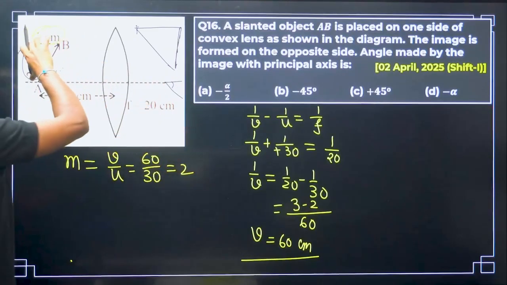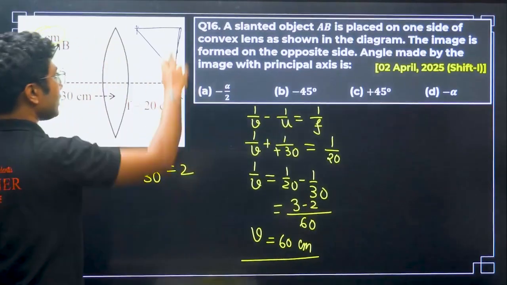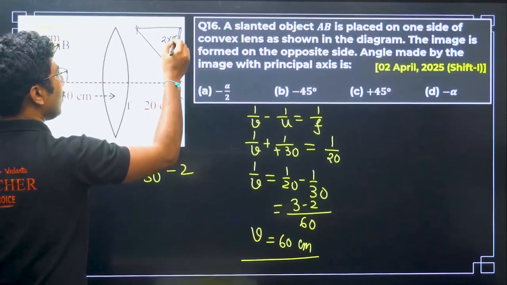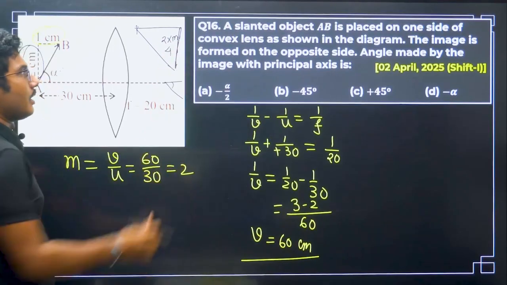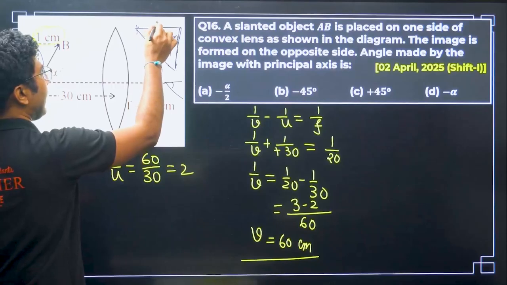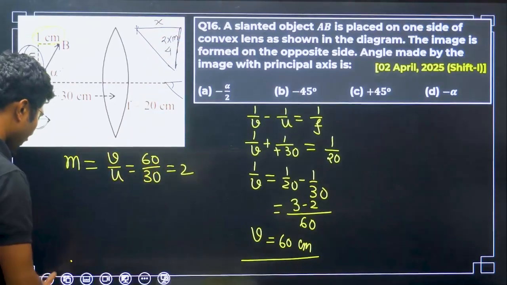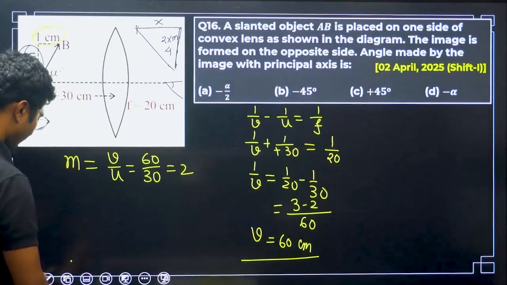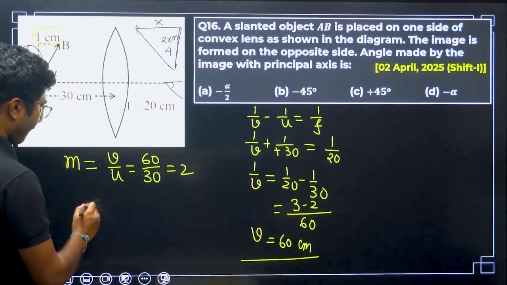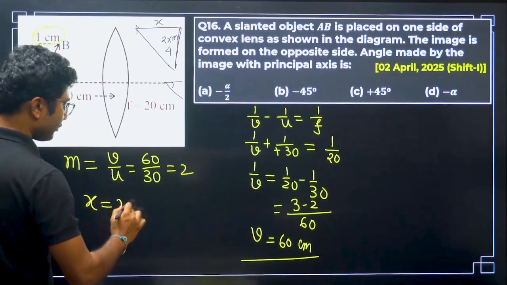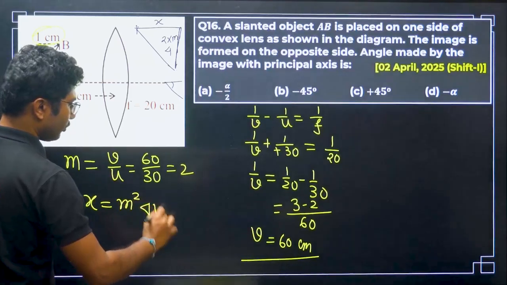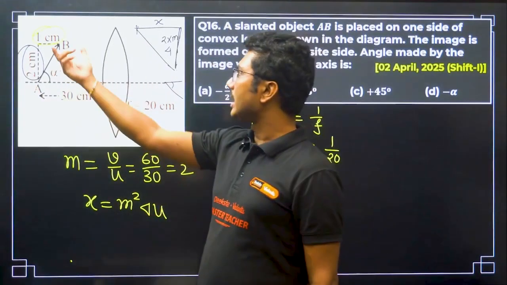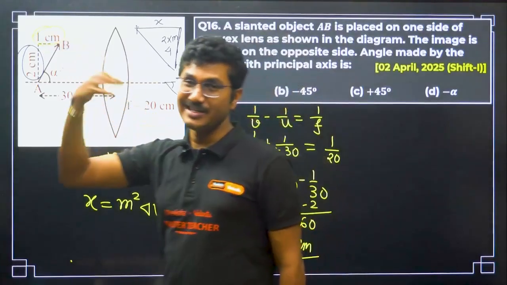Originally it was 2 centimeter high, magnification is 2. So, what is this height? This will be 2 into magnification, so it will be 4. Now, this is the apparent shift x. This has a formula. What is that formula? X is m square delta u. What is delta u? Delta u is this 1 centimeter initial value.